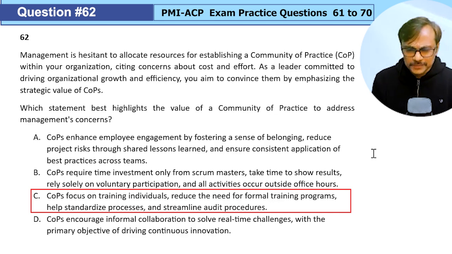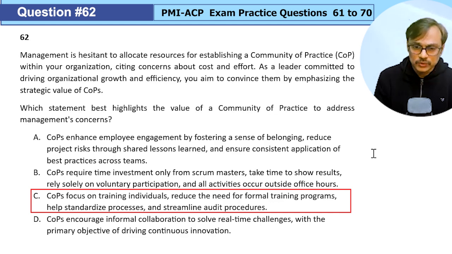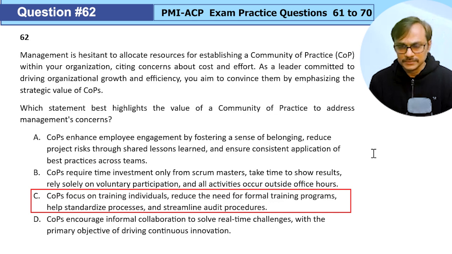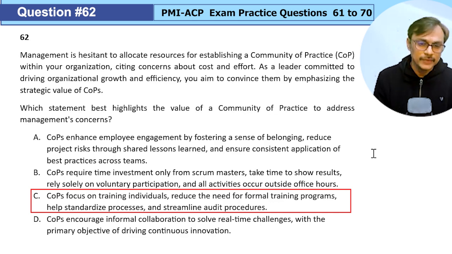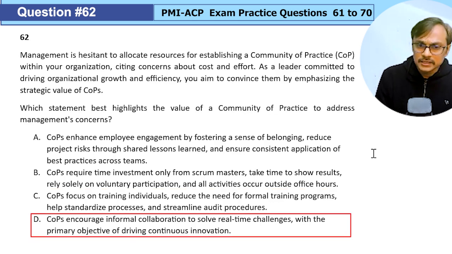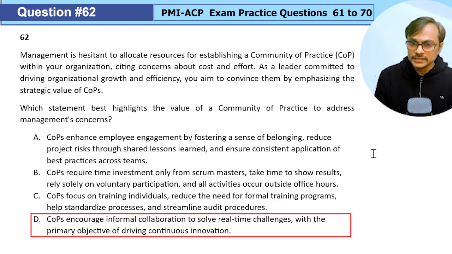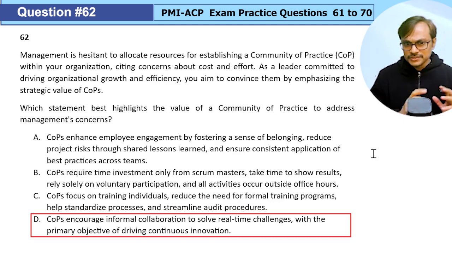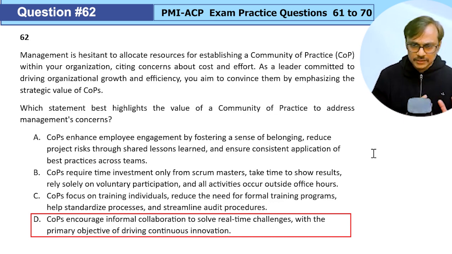So not necessarily audit procedure is a basic focus area, but can be, yeah, not necessarily we can rule out. But it has a negative word which says it reduces the need for formal training program. That is not a right thing. Option D, community of practices encourages informal collaboration to solve real-time challenges with the primary objective of driving continuous innovation. Yeah. So not necessarily the primary objective of continuous innovation.